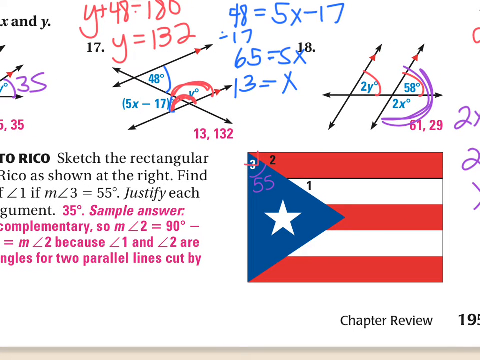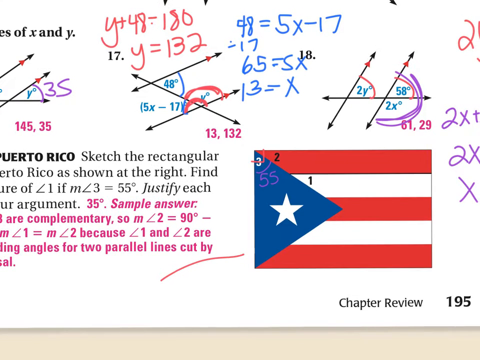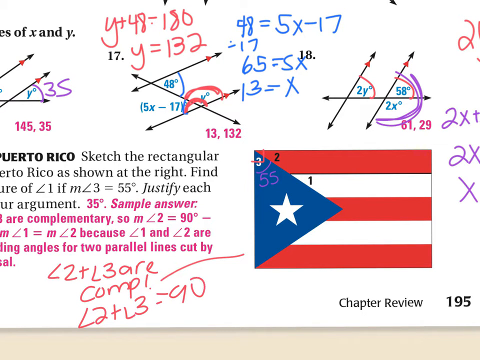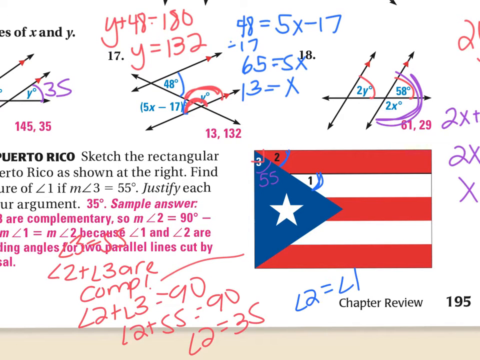these would be complementary, which would mean they'd add up to 90 degrees. So angle 2 plus angle 3 are complementary, so angle 2 plus angle 3 would add up to 90 degrees. If angle 3 is 55, which is what you started with, angle 2 plus 55 would equal 90. Angle 2 would equal 35. And in this diagram, angle 2 and angle 1 would be corresponding angles. So angle 2 would equal angle 1, meaning angle 1 would be 35 degrees.